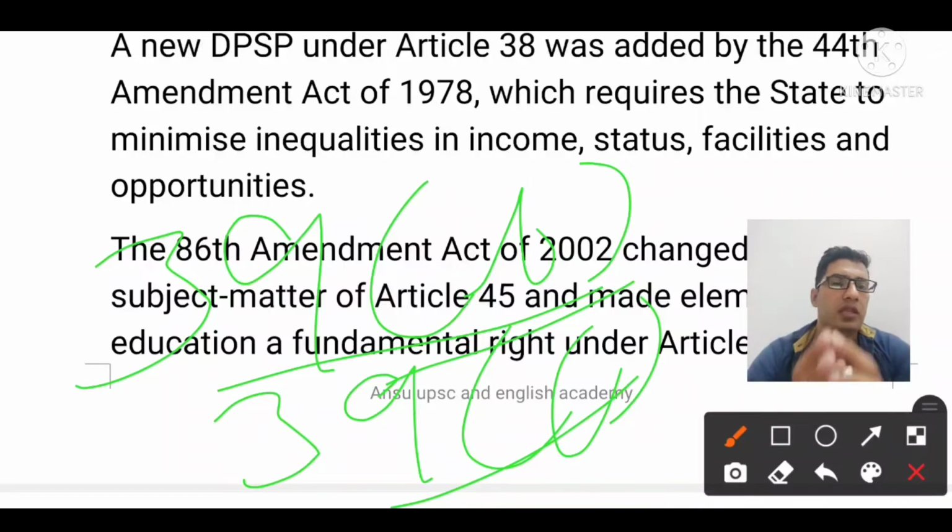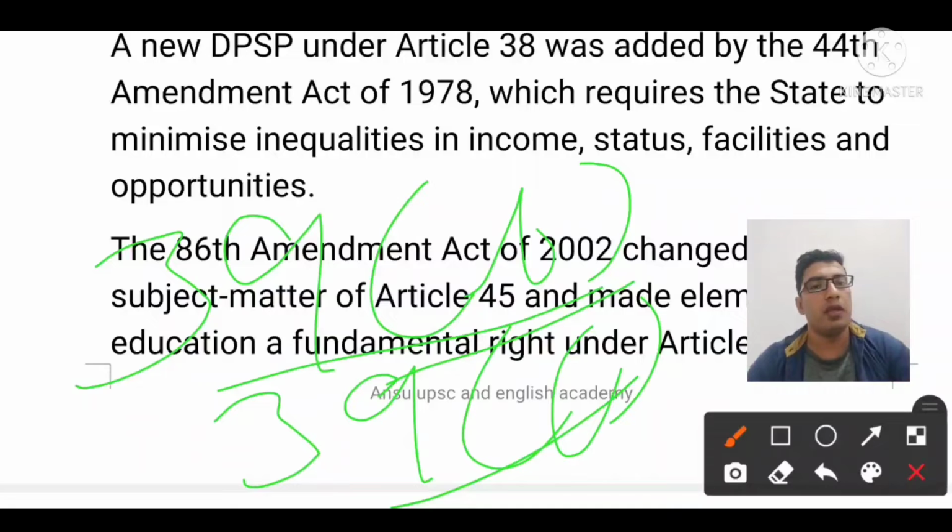39B is talking about how wealth should be equally distributed among the members. That is 39B. And what is 39C? Concentration of wealth should not be there. 39B is talking about how the government can confiscate or acquire any land, and 39C is talking about how there should not be a concentration of wealth in a small number of people in the country.